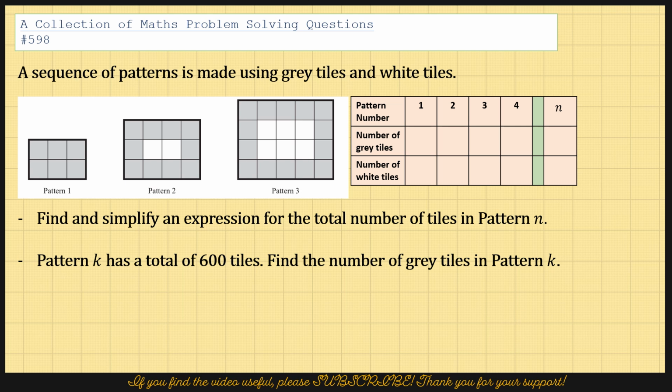A sequence of patterns is made using grey tiles and white tiles, and what we have to do is fill in the table first, and then find and simplify an expression for the total number of tiles in pattern N, and pattern K has a total of 600 tiles, so find the number of grey tiles in the pattern K.